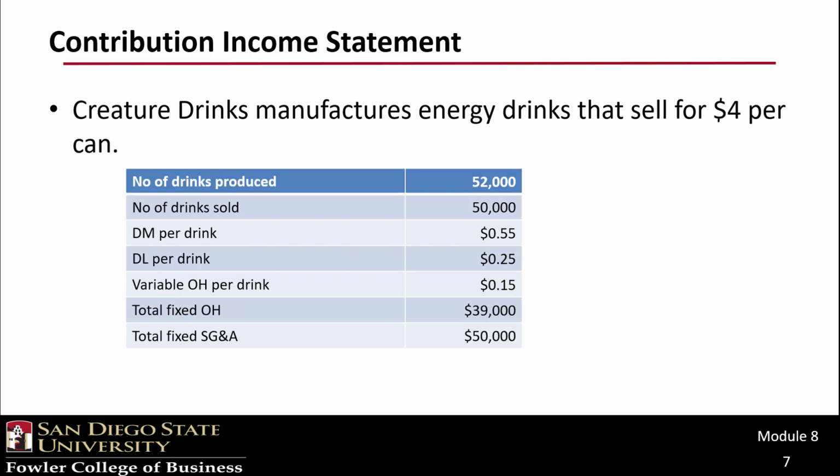Okay, so in our second example, we're going to prepare a contribution income statement. So Creature Drinks manufactures energy drinks that sell for $4 a can. And they're going to produce 52,000 of them this year, and they're going to sell 50,000 of those. The direct materials per drink is 55 cents, the direct labor is 25 cents, and the variable overhead per drink is 15 cents. Total fixed overhead is $39,000, and fixed SG&A costs are $50,000.